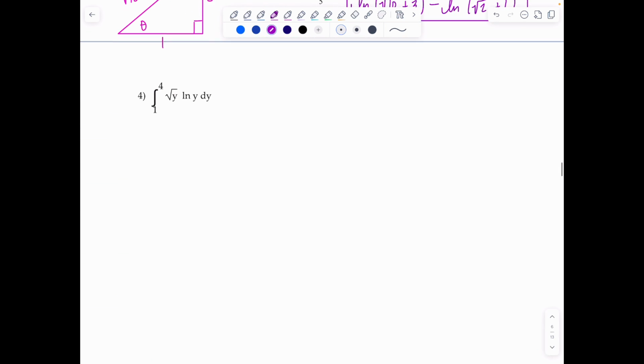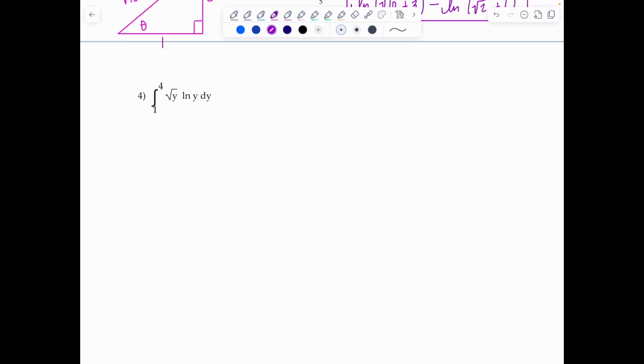We have the definite integral from 1 to 4, square root of y times natural log of y dy. So what technique do you think is appropriate here? U-sub won't work, but I always think about it first because it's the first integration technique you learned. It's the least messy, so always check. But no, it won't work. It's a beautiful time for by parts because we have the product of two functions. One of them involves a natural log, so yeah, by parts.